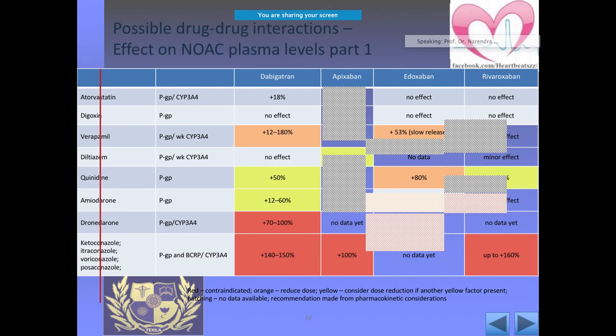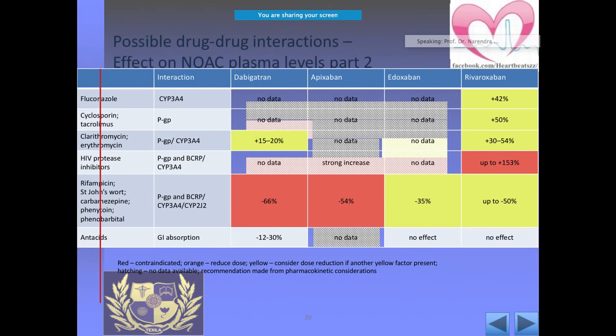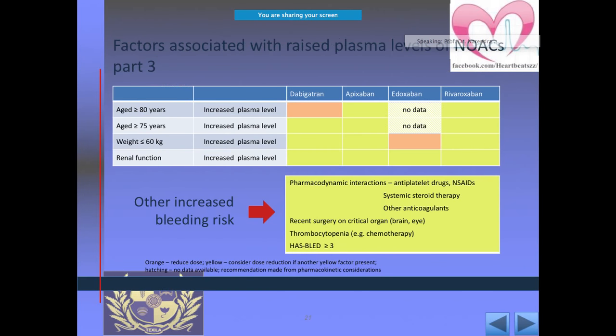If the patient is already on verapamil, quinidine, amiodarone, or dronedarone as well, as I said, it will change up to 60%, 65% higher as well. Similarly, even age itself can increase the bleeding risk. As you may also see, someone more than 80 years old is at higher risk for this.